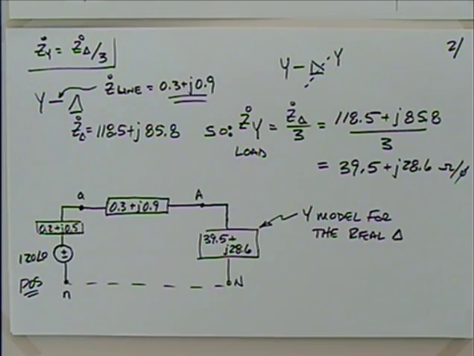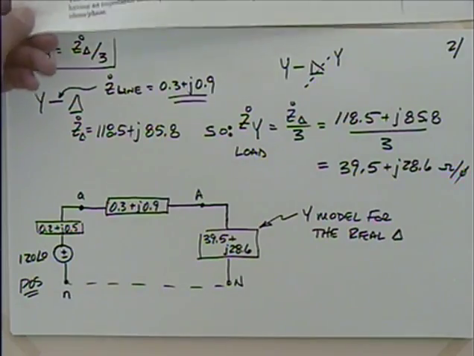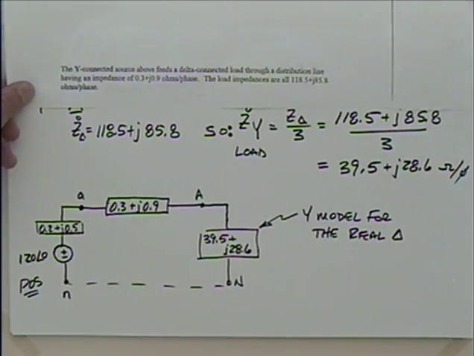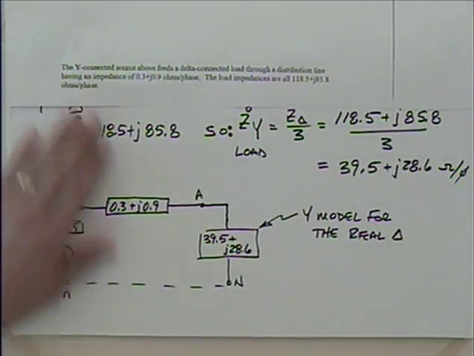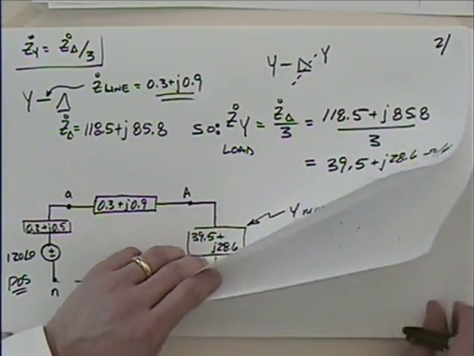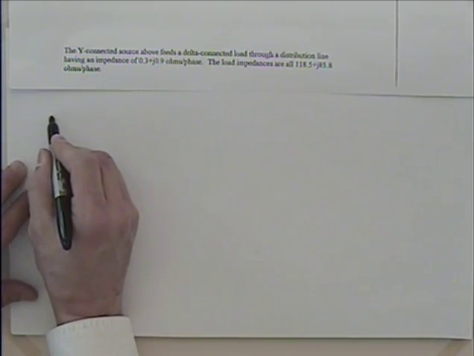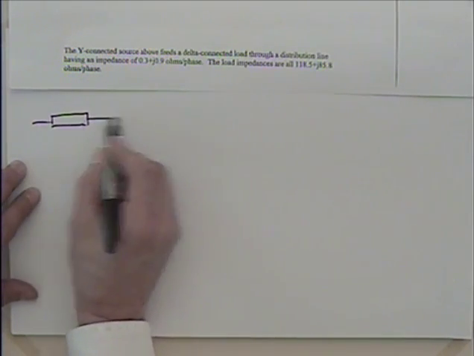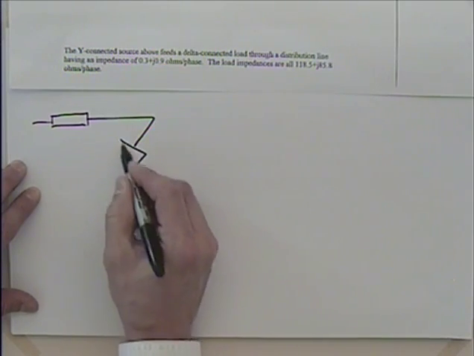Yes? I guess in the handout it says the load... Uh-huh. Perfect. You divide by 3. Okay. Let me grab a piece of paper here. So we've got that this delta. So we had these line impedances here going into our delta.